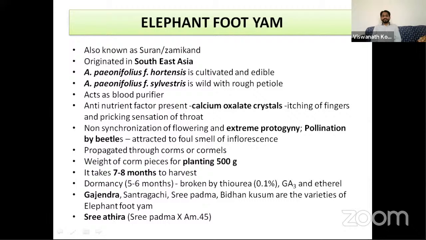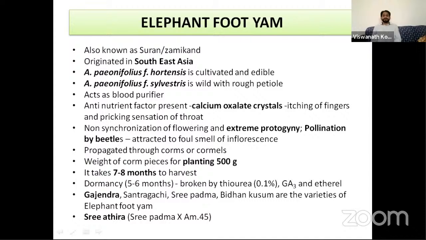Elephant foot yam is also propagated through corms, and the size of the corm piece required for planting is 500 grams. It is a long duration crop. It takes 7 to 8 months to harvest. The dormancy of the corm can be broken by treating with thiourea, 0.1% GA3 and ethrel.